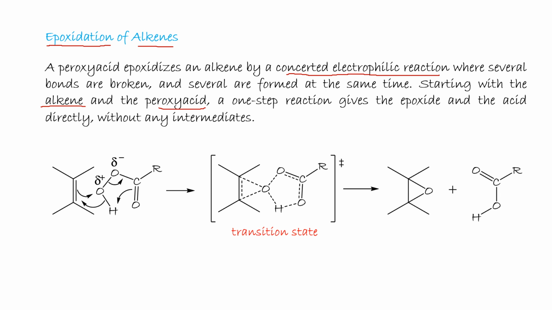So why do we say it is electrophilic? This oxygen here is the electrophile, and the pi electrons will attack this oxygen, pushing these electrons to form a carbon-oxygen double bond, and this double bond will attack the hydrogen, and these two electrons will attack the carbon on the double bond, forming a transition state we see in here, to give the epoxide and carboxylic acid from the alkene and peroxy acid.